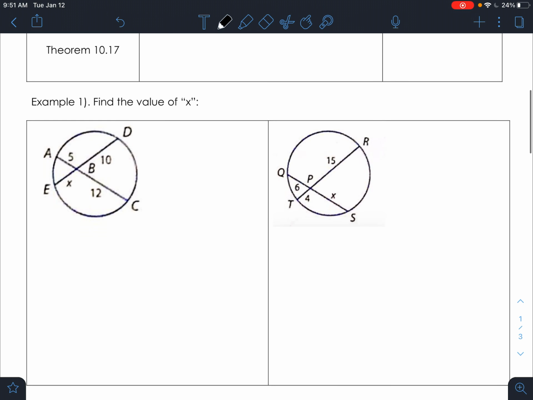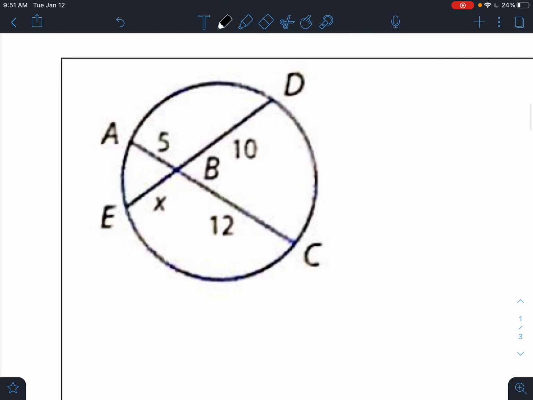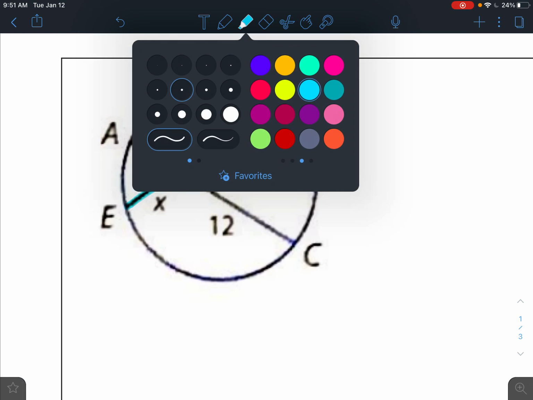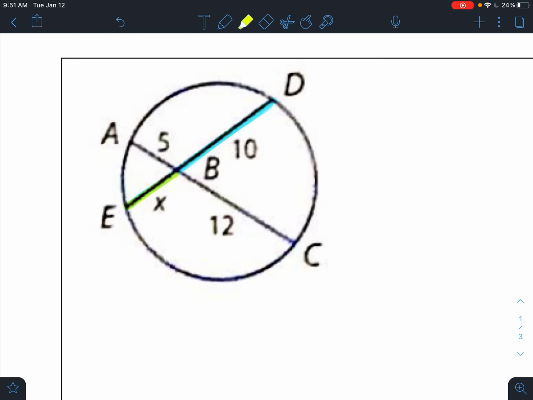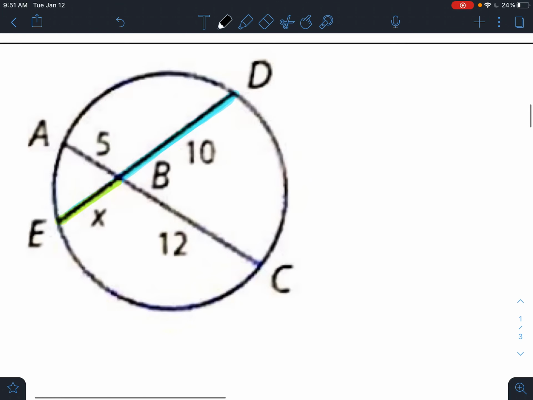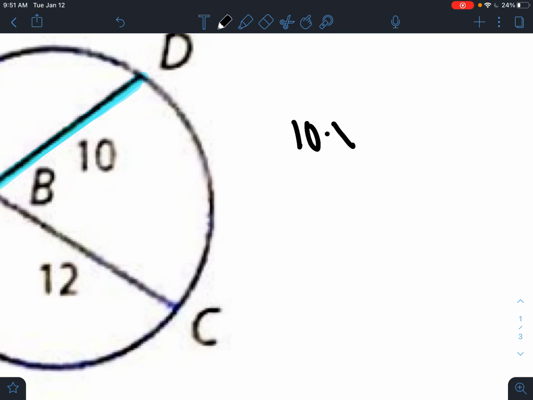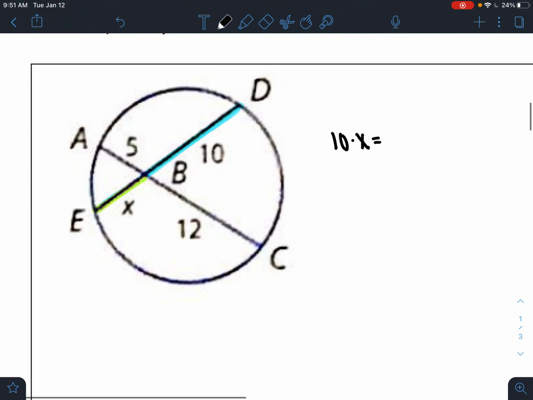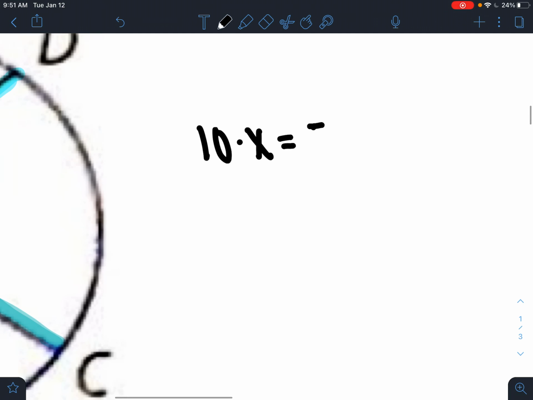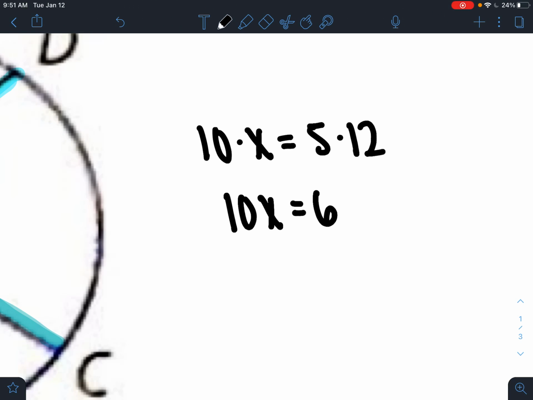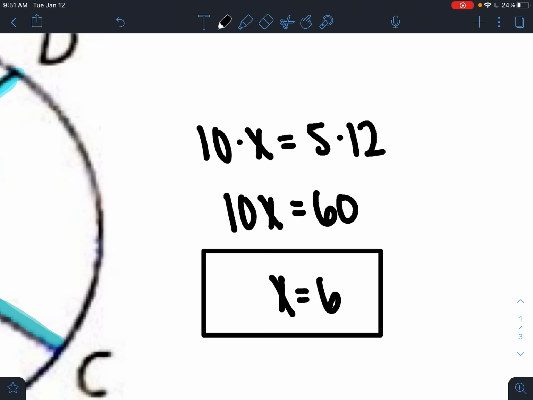In example 1, we're going to practice that. I look at this chord ED, and it's split into X and 10, so I multiply those two segments: 10 times X equals, and I do the same with the other chord, which is split into 5 and 12. So 10 times X is equal to 5 times 12. Multiplying that out, 10X is equal to 60, which means X is equal to 6. That's your final answer. Not that hard.